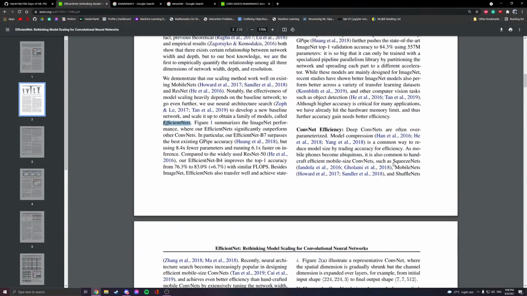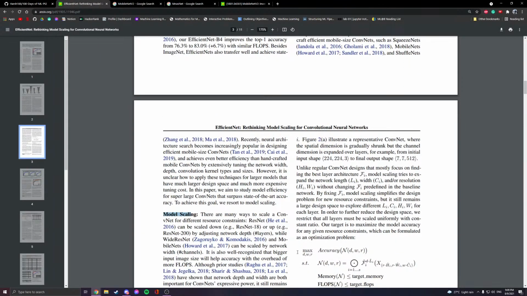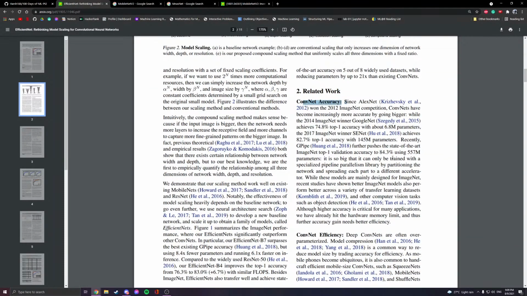All right, so three things are discussed in this section: accuracy, efficiency, and model scaling, which is the final conclusion here. So first of all, ConvNet accuracy, and it talks about the history of ImageNet competitions, starting with AlexNet, which won in 2012, later on GoogleNet with 6.8 million parameters, winning in 2014, and then SENet in 2017 with 145 million parameters, and then so on with 557 million parameters. So you can see that the model scaling is gradually increasing over the years to achieve better accuracy, and it's going at a steady rate. You can see 6.8, 145, and then 557.